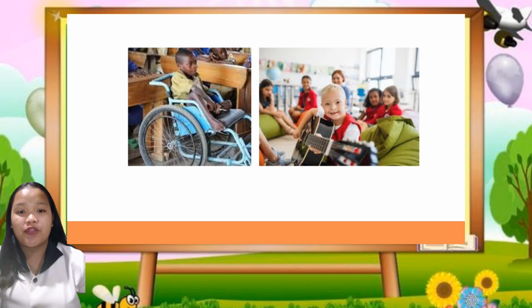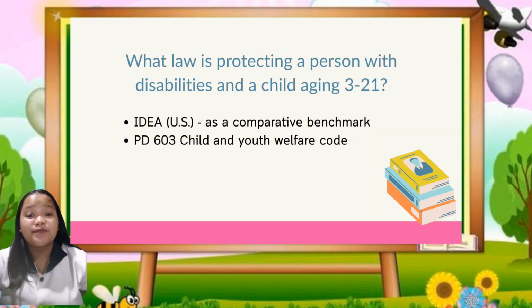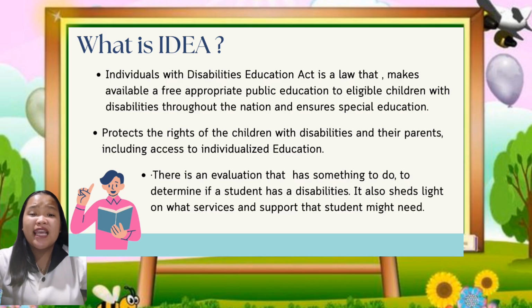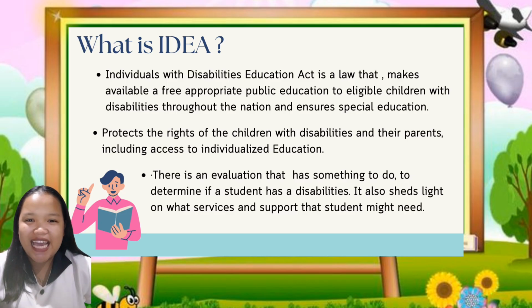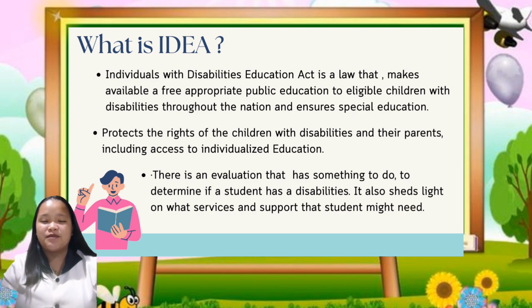Have you seen or heard the law about protecting these children? So now we will be talking about the law protecting children with disabilities. And these are IDEA in the US as a comparative benchmark, and also PD number 603, the Child and Youth Welfare Code. So let's proceed to what is IDEA. Do you have any idea of what is IDEA? That is also called the Individuals with Disabilities Education Act. So, we will be talking about this IDEA.